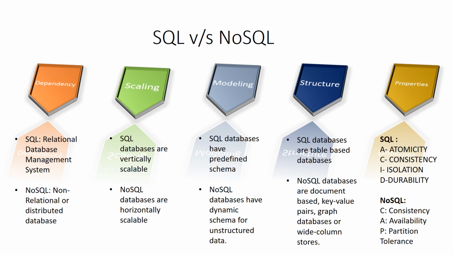SQL databases are vertically scalable, which means that traffic load can be managed by increasing the CPU, RAM on a single server. On the other hand, NoSQL databases are horizontally scalable. You can just add a few more servers easily in your NoSQL database infrastructure to handle the large traffic.